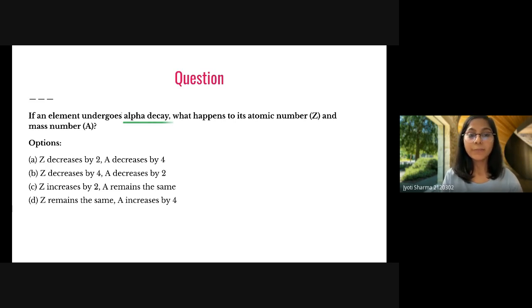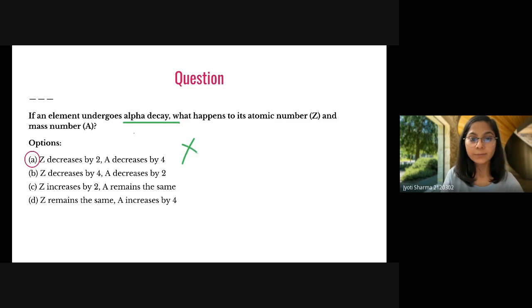If it is an alpha particle, it means helium has been emitted. Helium has atomic number 2 and atomic mass 4. So the other product has atomic number reduced by 2 and atomic mass reduced by 4, because helium has been emitted. So the answer will be A. Z is the atomic number, which is reduced by 2, and A, the atomic mass, is reduced by 4.